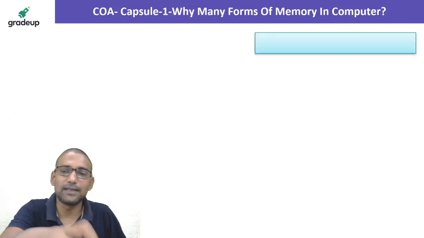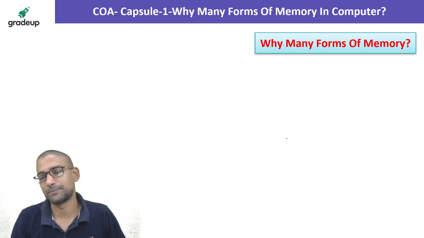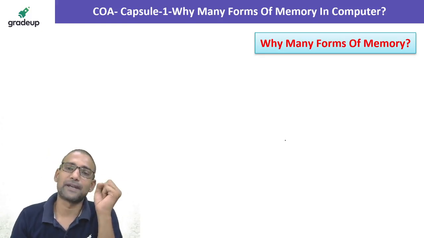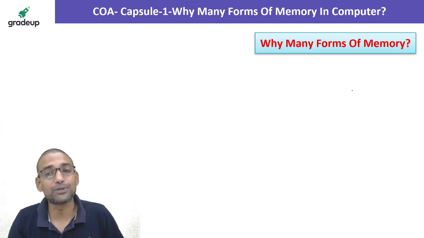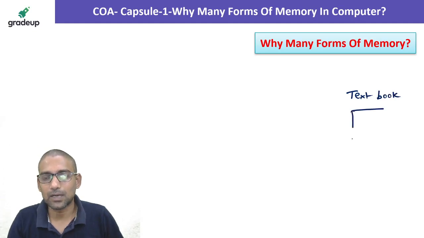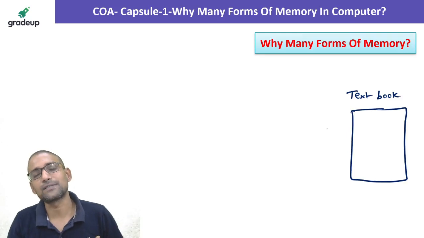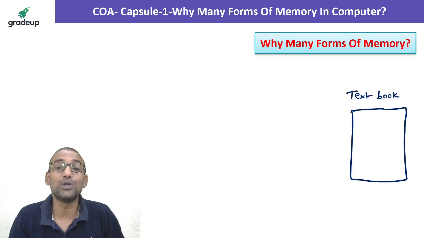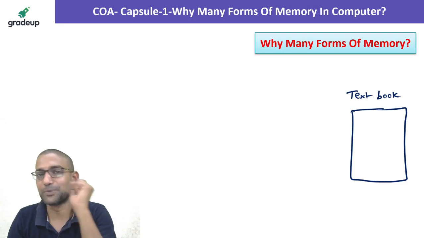So now let me give you one simple example to understand why many forms of memory. Let's say the task for you is to prepare for an exam. How do you prepare for an exam? Definitely, what do you refer? Textbook. Textbook you refer. But the textbook contains huge content. So what does a student generally do? Students generally don't prefer the textbook.